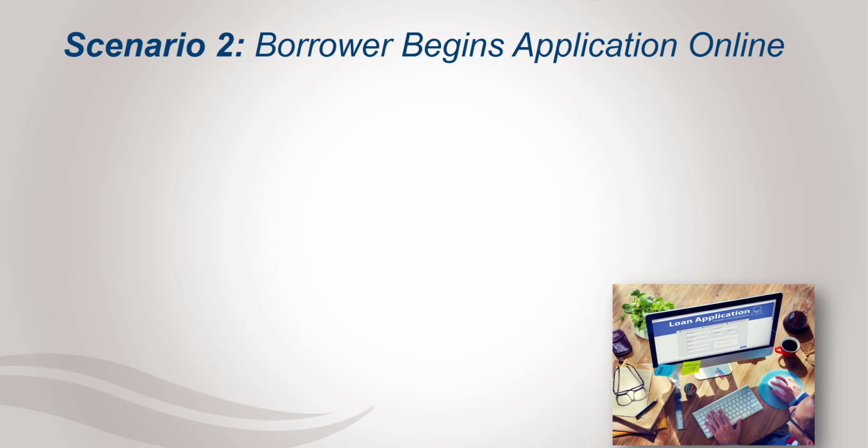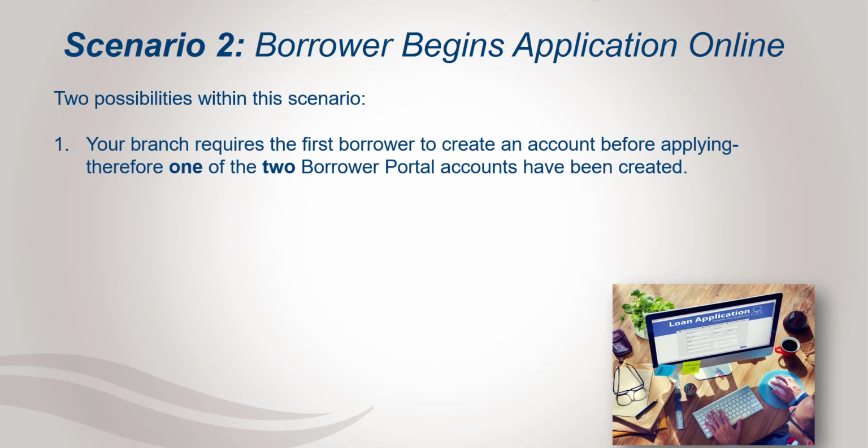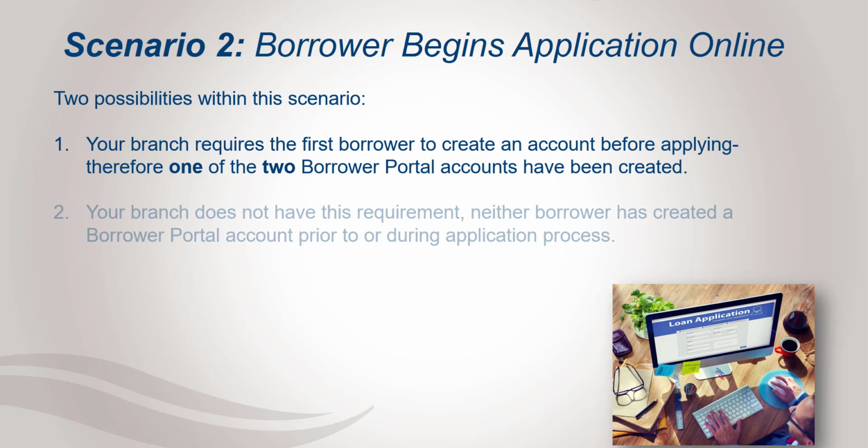The second common scenario is that the borrower begins their application online. Typically, this results in one of 2 possibilities depending on your branch. The first possibility is that your branch requires the borrower to create an account. So the first borrower would have to create a borrower portal account before they can submit an application. Therefore, one of the 2 borrowers already has their borrower portal account.